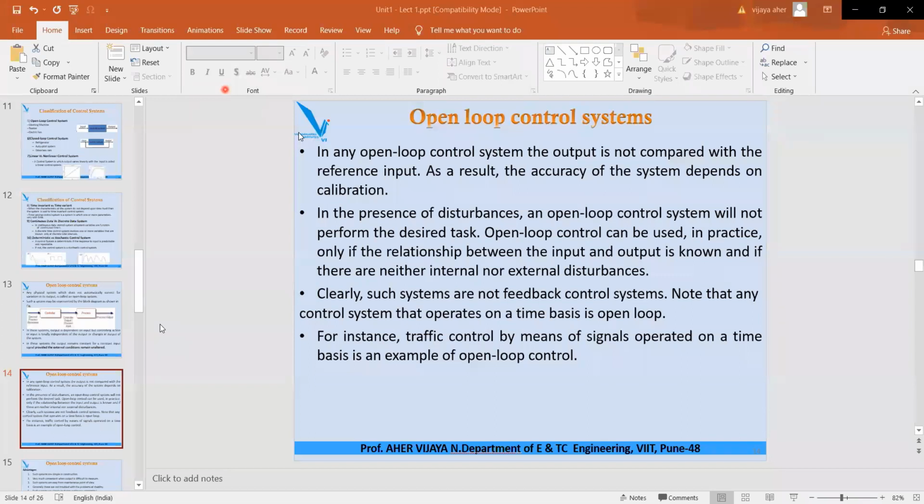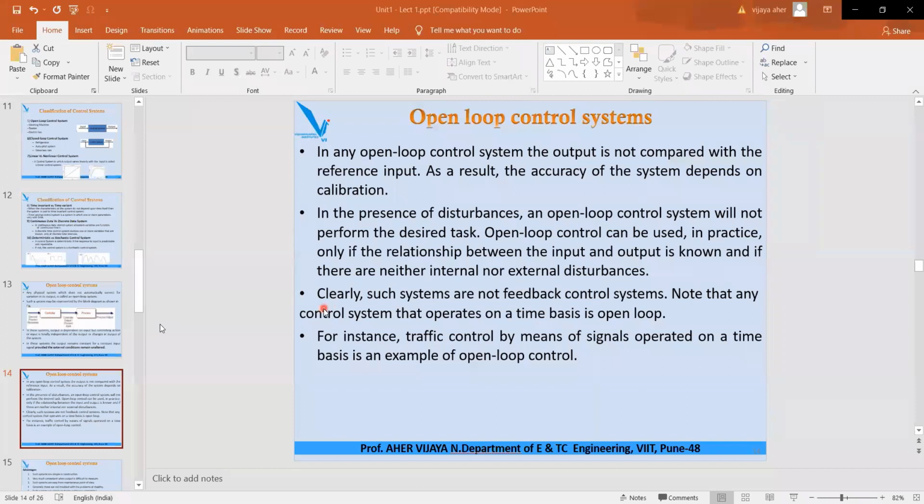Now, in the presence of disturbances, I told you there are two types of disturbances, right? So in the presence of disturbances, an open loop control system will not perform the desired tasks. Open loop control can be used in practice only if the relation between input and output is known and if there are neither internal nor external disturbances in the system, in the process. Then only you can use open loop control system.